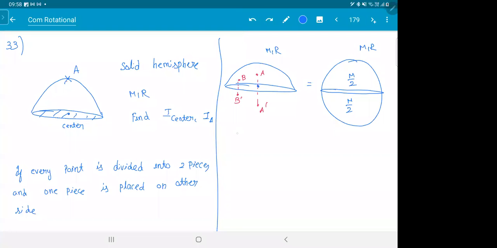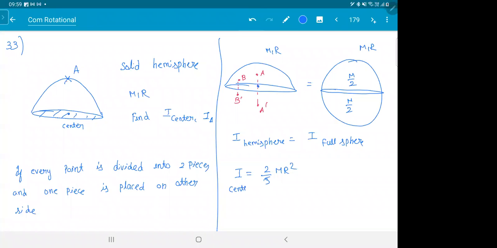So the meaning is what? Since the distances are identical, the moment of inertia of a hemisphere is as good as a full sphere. So that was a catch. And we know the result for a full sphere, how much? 2 by 5 m r square.